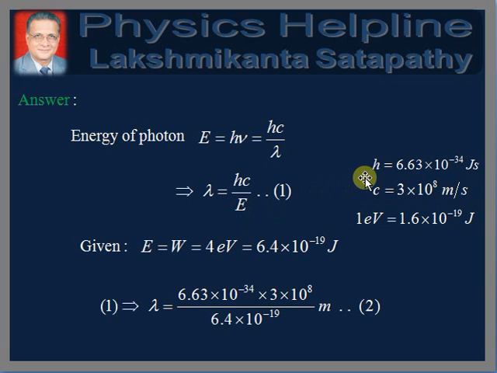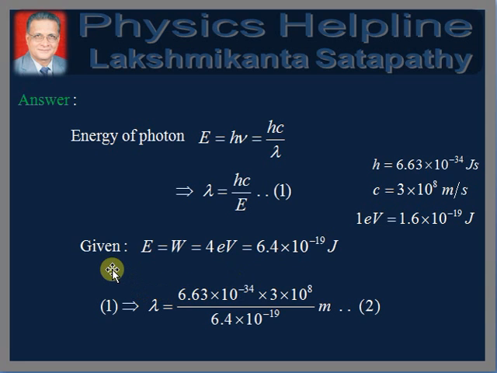The value of Planck's constant h is equal to 6.63 into 10 to the power minus 34 joules second. Velocity of light c is equal to 3 into 10 to the power 8 meters per second. And 1 electron volt is equal to 1.6 into 10 to the power minus 19 joules.